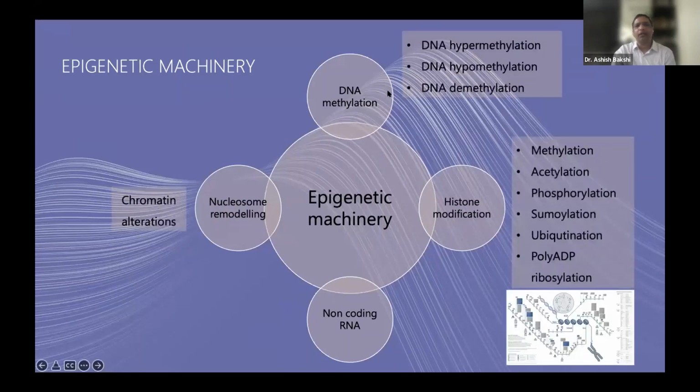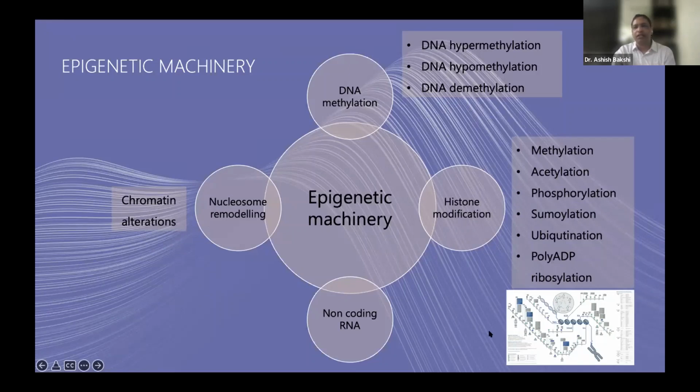So in DNA methylation, the DNA could be demethylated, hypomethylated or hypermethylated. Whereas in histone modification, as we have seen in Dr. Mithu's talk, it could be methylated, acetylated, phosphorylated, sumoylated, ubiquitinated or polyADP-ribosylated, and there are many other histone modifications that can potentially happen. And chromatin alterations can also happen in the epigenetic modification machinery.